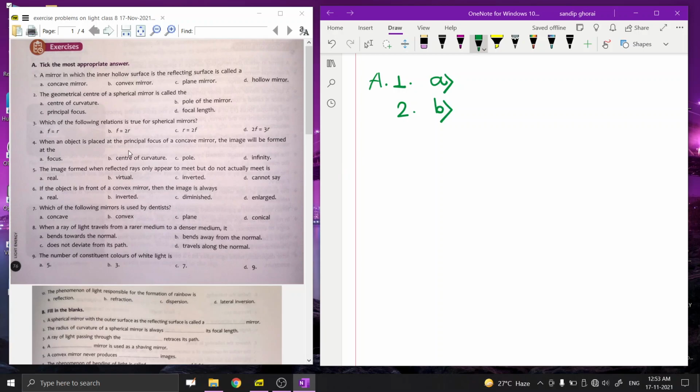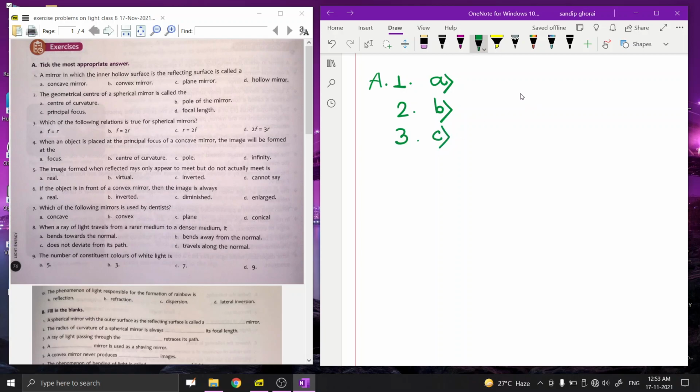Now we move to our next question, which is: which of the following relations is true for a spherical mirror? We all know the relation. The relation is R is equal to 2F, or we can say F is equal to R by 2. So the correct answer is option C.